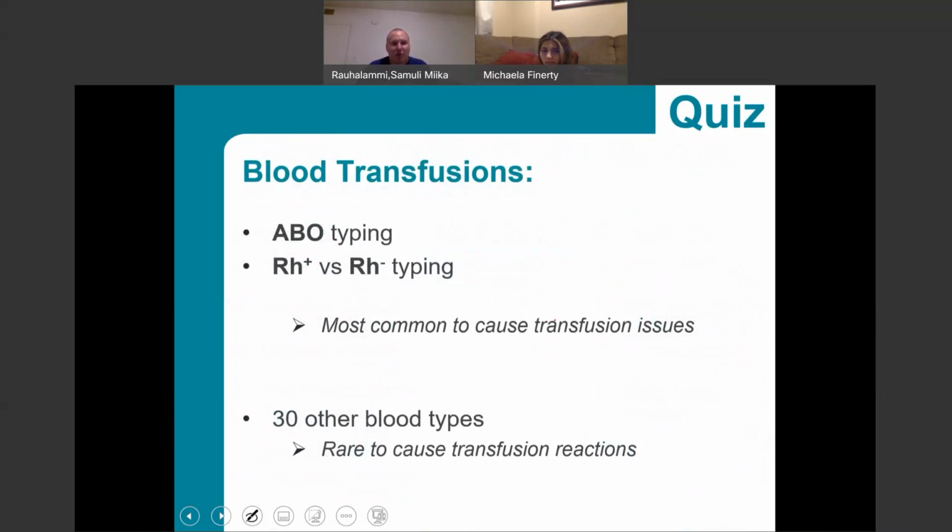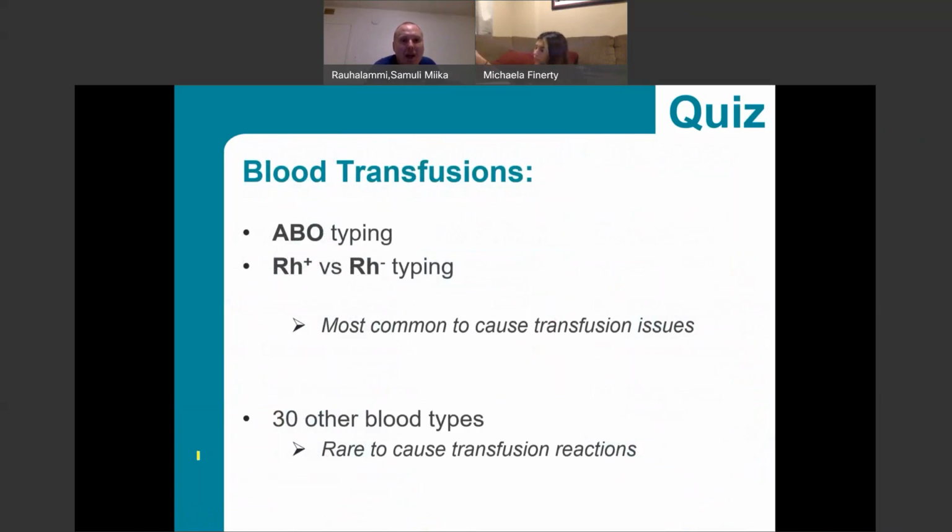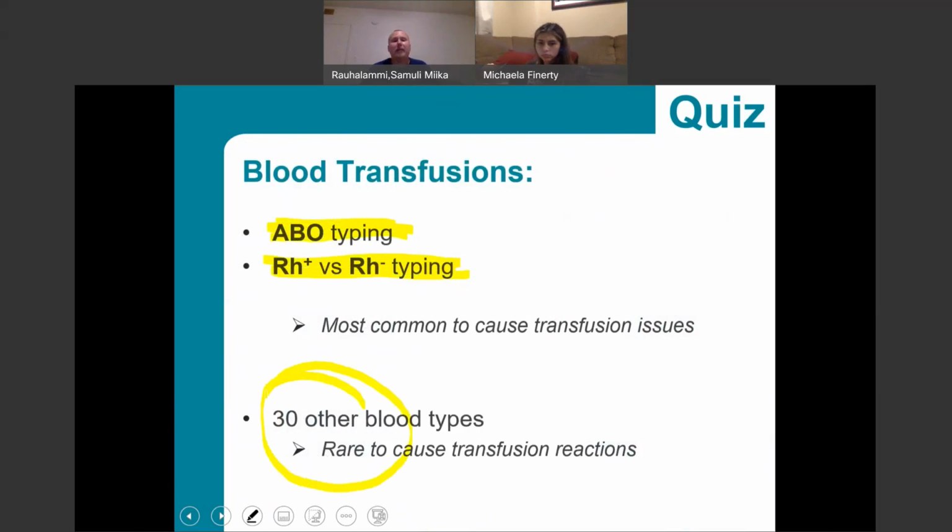In terms of the blood transfusions, we're approaching the end of the material that's in the quizzes. The big thing to remember here is that we are going to need to know about ABO typing, really, and Rh positive and Rh negative. We will touch upon it, but you don't need to know great amounts. There are over 30 other blood types, but we're not going to worry about them because they rarely cause any issues with blood transfusions. So it is the ABO types and Rh positive or Rh negative that cause transfusion issues.